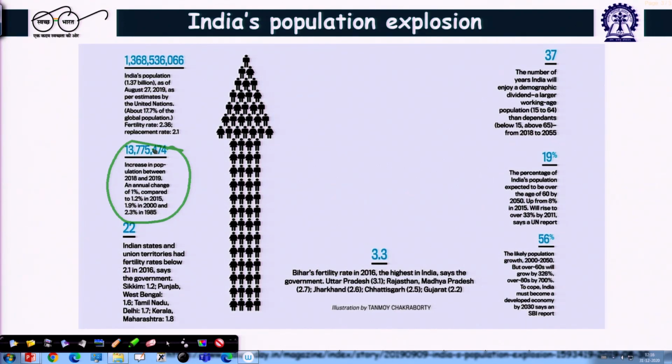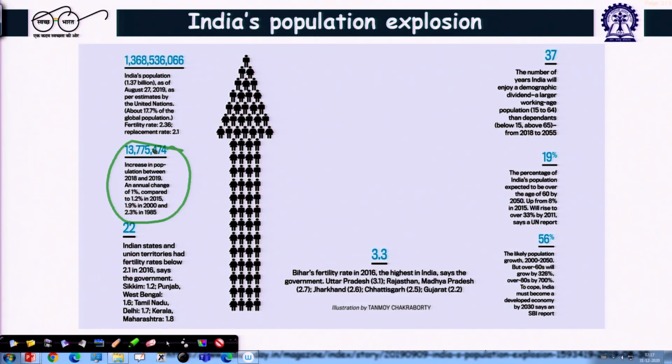Fertility rate is 2.36, which we defined in the earlier slides. Then, some Indian states and union territories had fertility rates below 2.1 in 2016. There are certain states which are below 2.1, like Punjab, West Bengal, Tamil Nadu, Kerala, Maharashtra.